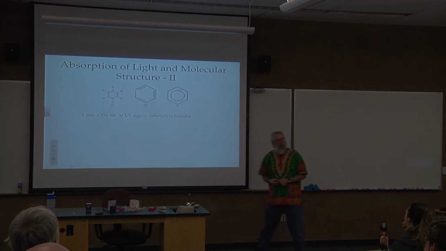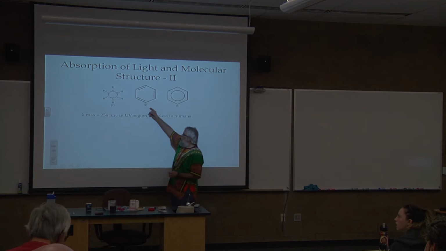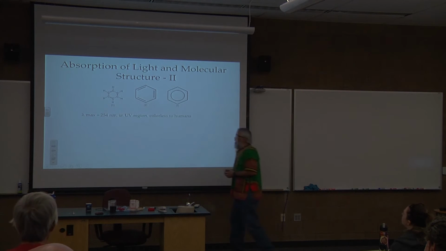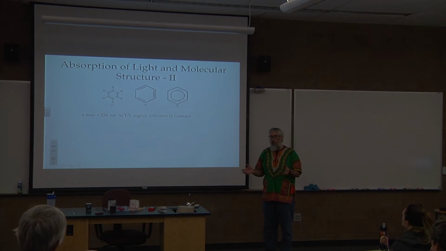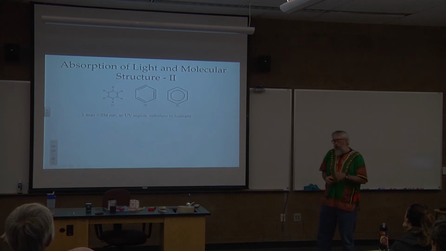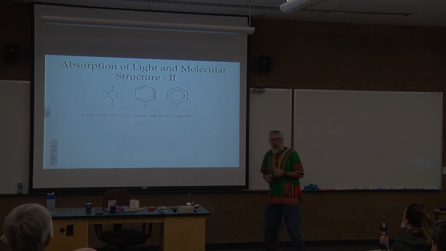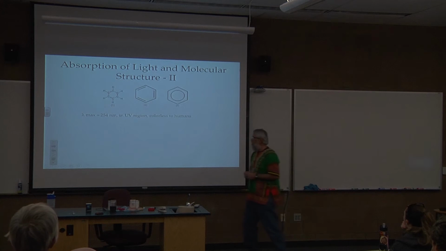There are 3 different representations here, and the one that I'm going to focus on is this middle one. This absorbs in the ultraviolet region. As a consequence, it is colorless. We do not see color with the molecule benzene. But I chose this because it does have a structural feature that I want to emphasize, and that is the presence of what is called a conjugated system.